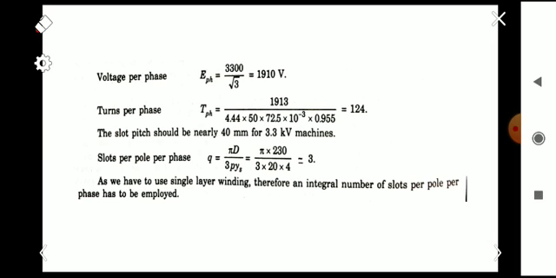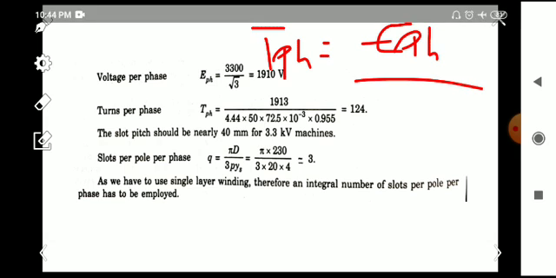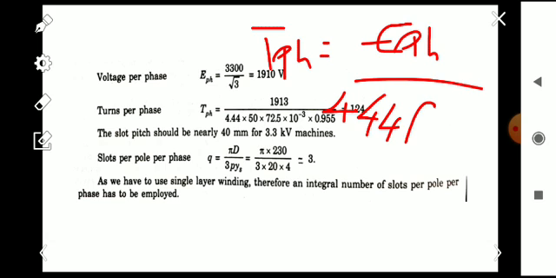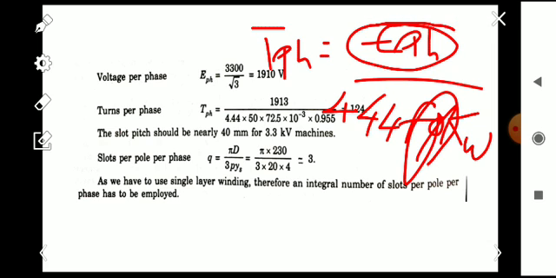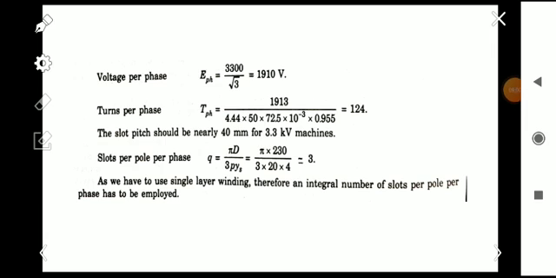And next, we are going to find the T phase equation. T phase equals E phase by 4.44 f phi Kw. We have found the value of E phase, we have found the value of phi, and we know the value of Kw.